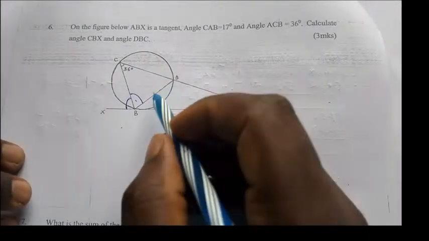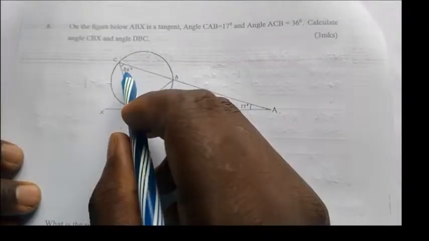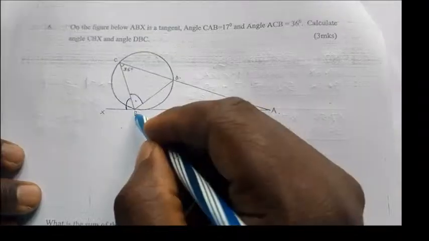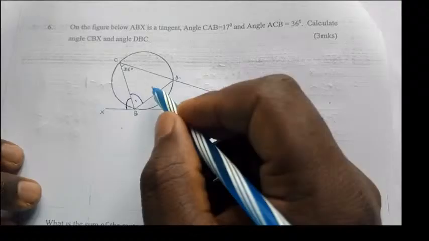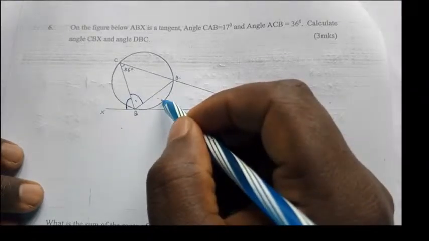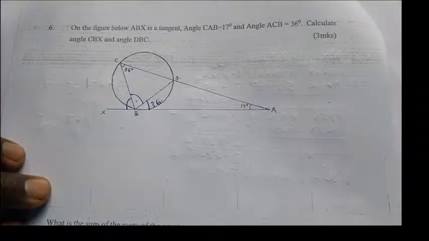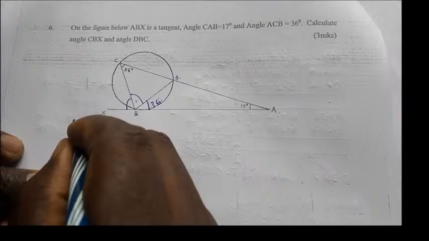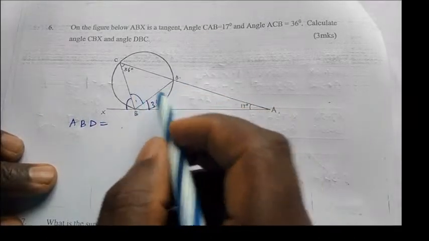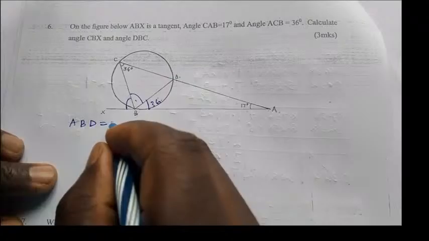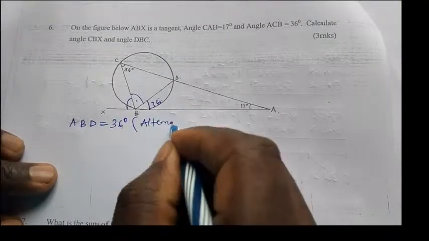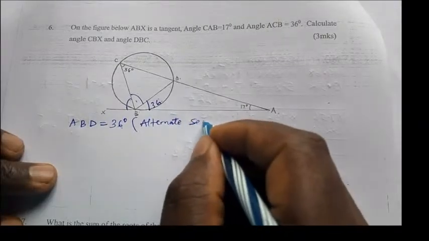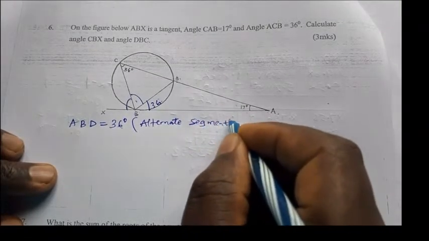First, since BD is the chord which divides the circle into segments, this is the alternate segment of the smaller minor segment. 36 is exactly this angle here, 36. So angle ABD is equal to 36 degrees. The reason is angles on the alternate segment are the same.